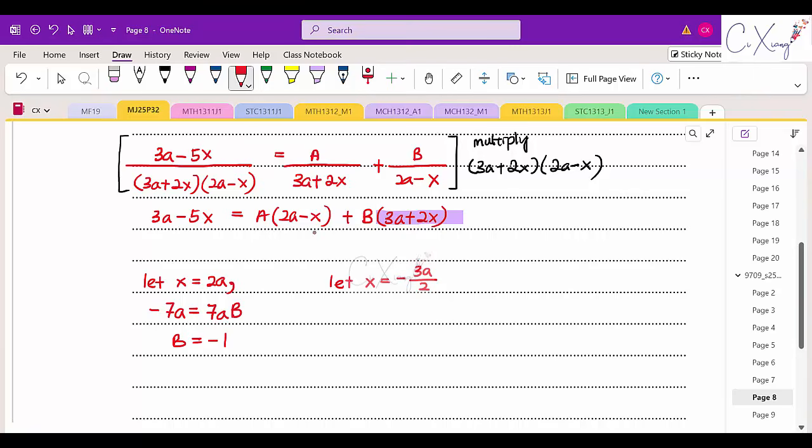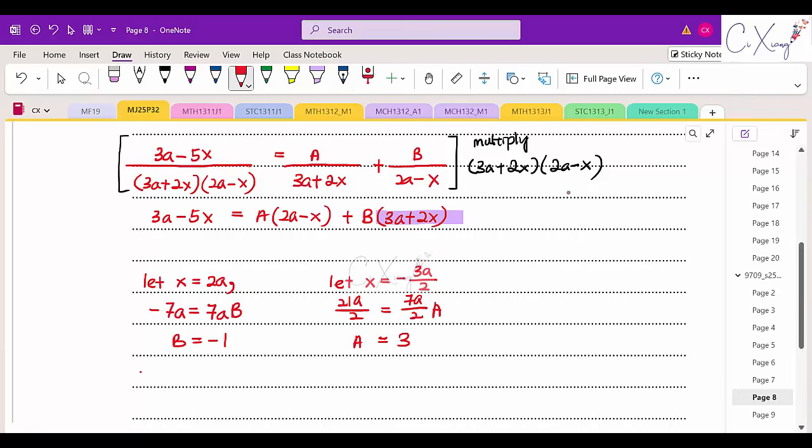Then you can get the value for the a. Right? So substitute inside. Simplify the left-hand side by substituting the negative 3a over 2 inside the equation on the left. By right, you'll be having 21a over 2, and it is equal to, substitute it inside this bracket, then simplify it, you'll be having 7a over 2 with the a. Simplify both sides, and then by right, your a is equal to 3.